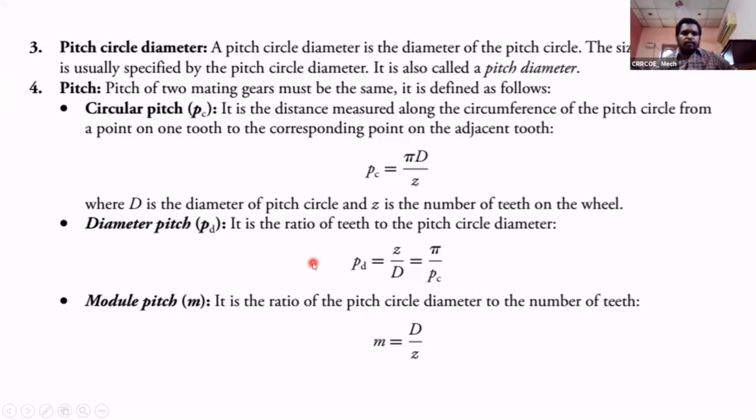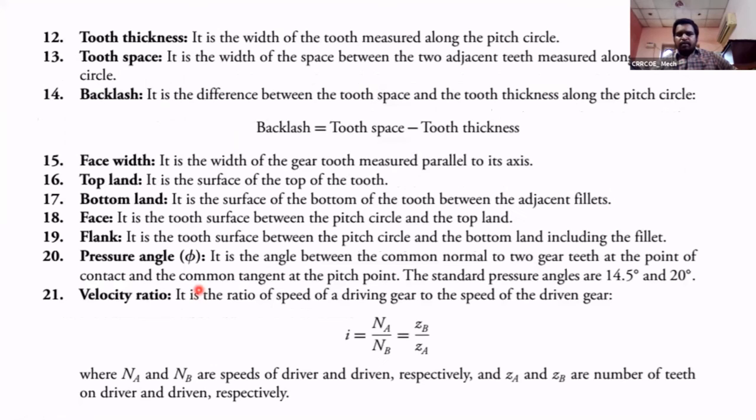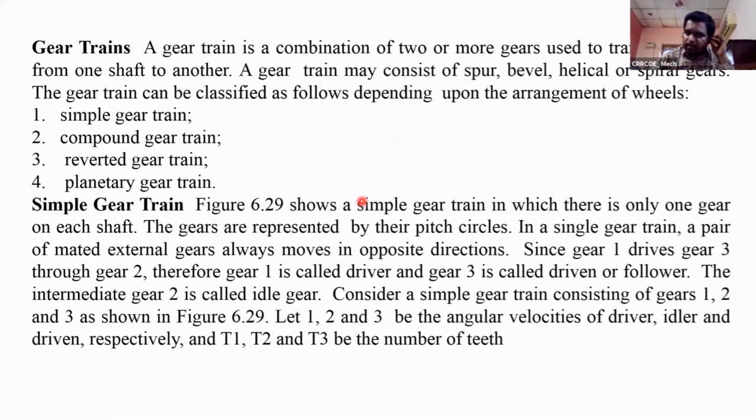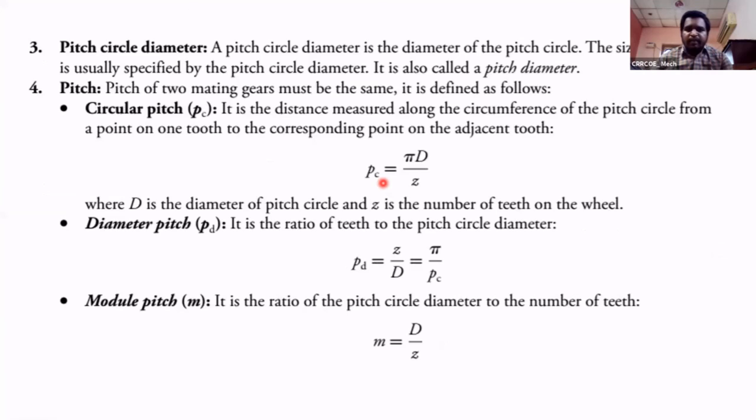And you know addendum circle, addendum, dedendum circle, dedendum, clearance, total depth, working depth, everything. I don't want to waste time here because you are well aware of all those things. Tooth thickness, tooth space, backlash, face width, top line, bottom line, face flanks, all those things you know. Just by reading you can grasp everything, I think. That's why I'm avoiding all those things. Once you read you can recollect everything about the nomenclature of the gears.